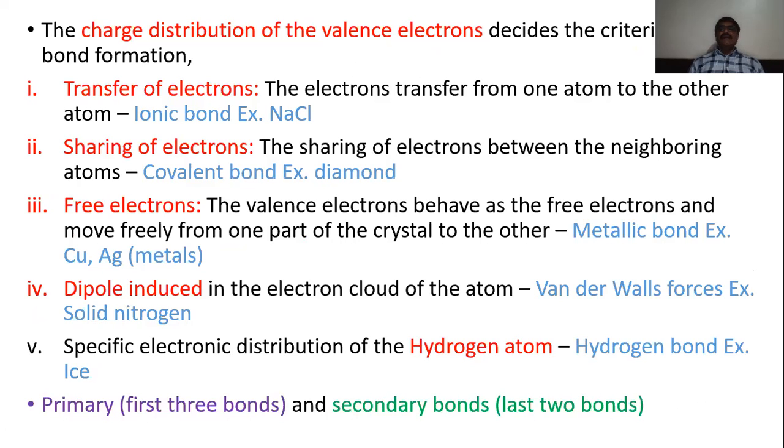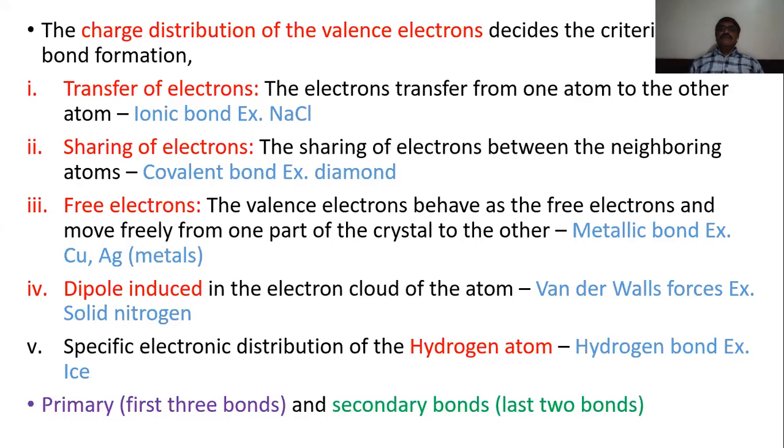Now let us look at the different criteria that are responsible for formation of the bond. Okay, it is the charge distribution between the valence electrons that decides the criteria of the bond formation. Valence electrons are the electrons that exist in the outermost orbit of the atom, and it has been observed that these electrons decide the criteria behind the formation of bond. As you can see in this slide, there are five types of criteria. The very first one is transfer of electron. That means a valence electron from one atom transfers to the other atom.